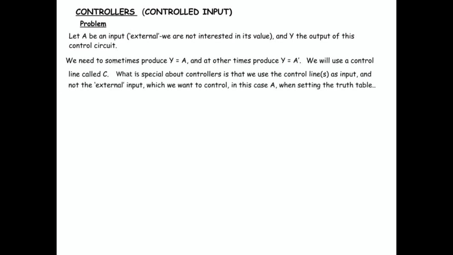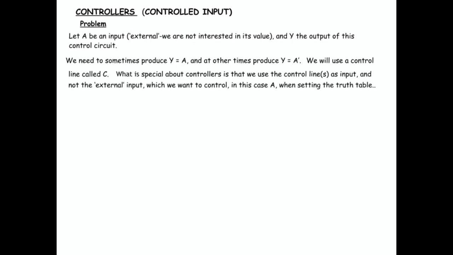The control circuit, in addition to having regular inputs, will also have a control input, or more than one, that will change its behavior. So we have a single unknown input A, and we have the output Y. And we need our control circuits to sometimes produce Y equal to A, and sometimes produce Y not equal to A. So we use this control line called C.